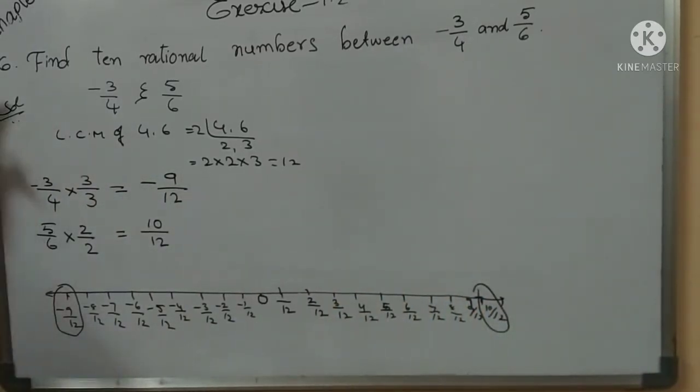So first take the two rational numbers. Here observe, 10 rational numbers are given, not only any two rational numbers. For any two rational numbers we can also do this method, and also by using the formula. Already we know the formula: for any two rational numbers a comma b, a plus b by 2. That is the formula. So for 10 rational numbers between minus 3 by 4 and 5 by 6, we first take the LCM of the two rational numbers. After getting the same denominator, we draw the number line and locate the points. Understand here? Okay.